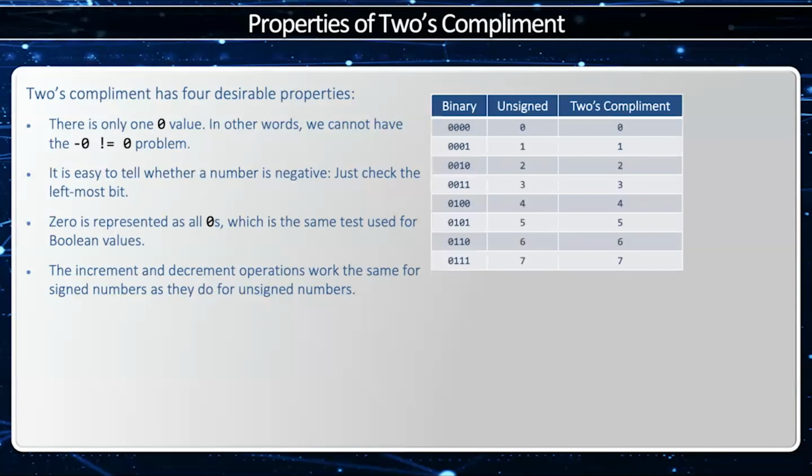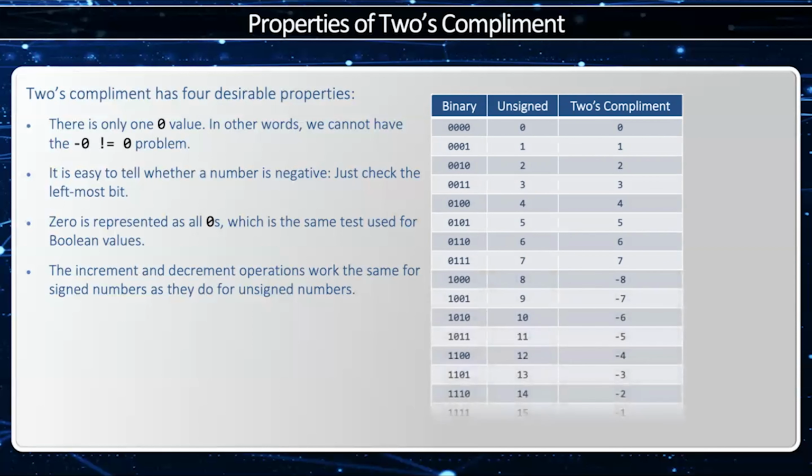Now, what happens when I go 1 greater than that? 0111, and I add 1, and I'm going to get 1000. Okay, for an unsigned number, that's just 8. For the 2's complement, it's -8. In other words, I wrap from 4, 5, 6, 7 to -8. And then when I increment from that, it goes -8, -7, -6, -5, -4, -3, -2, to -1.